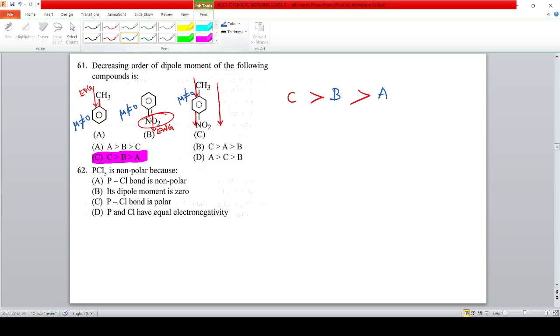PCl5 is non-polar. Why? Sir, phosphorus is having 5 bond pairs around it.